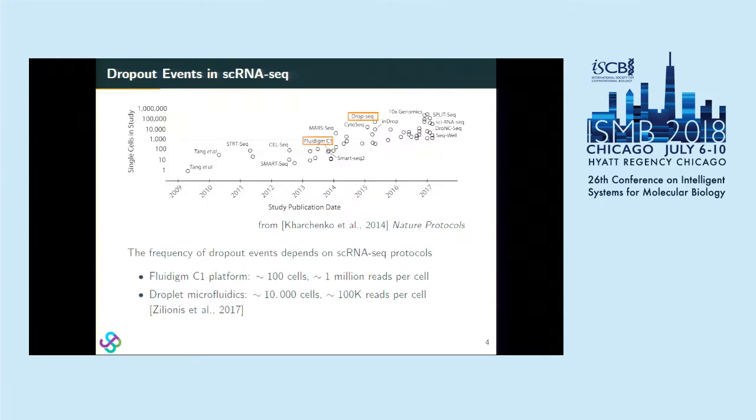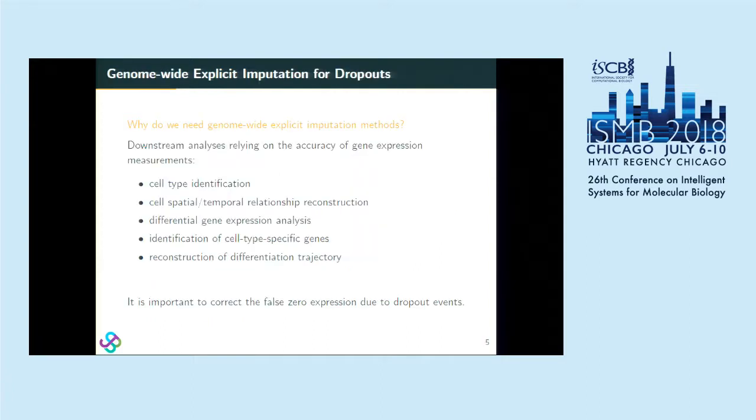Now, more than 20 protocols have been developed for single-cell RNA-seq, and the frequency of dropout events depends on the protocol. For example, if we use the Fluidigm C1 platform, then each time we can sequence hundreds of cells, but with a relatively small proportion of dropouts. However, if we switch to droplet-based protocols such as Drop-seq, even though each time we can sequence many more cells, the proportion of dropouts is also much higher.